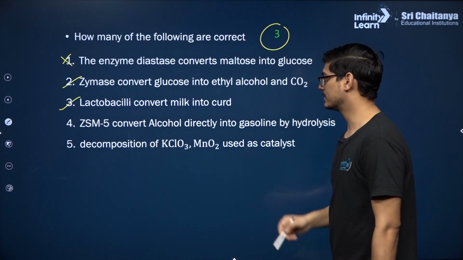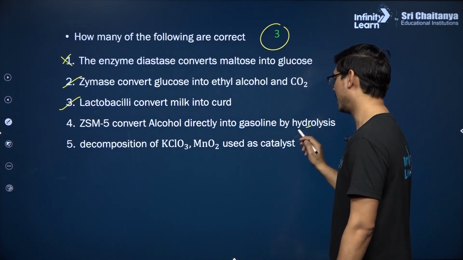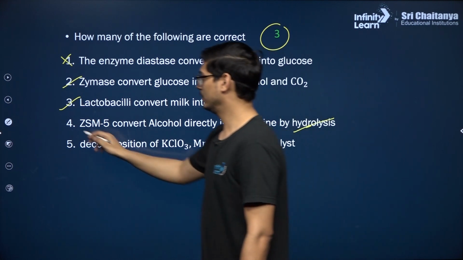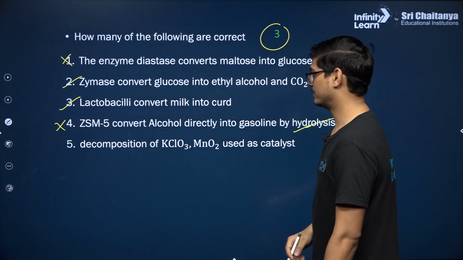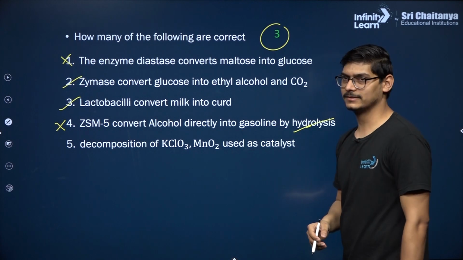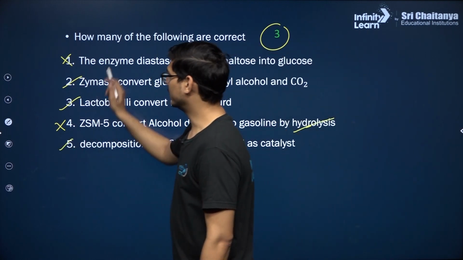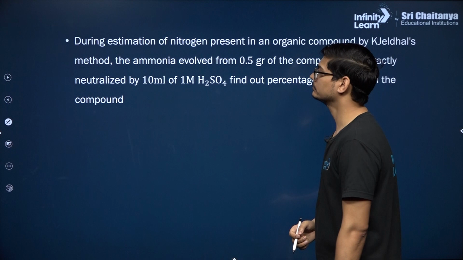ZSM5 converts alcohols directly into gasoline? Yes, but not by hydrolysis, by dehydration. Decomposition of potassium chlorate requires manganese dioxide as the catalyst? Yes. So there are 3 statements that are correct.